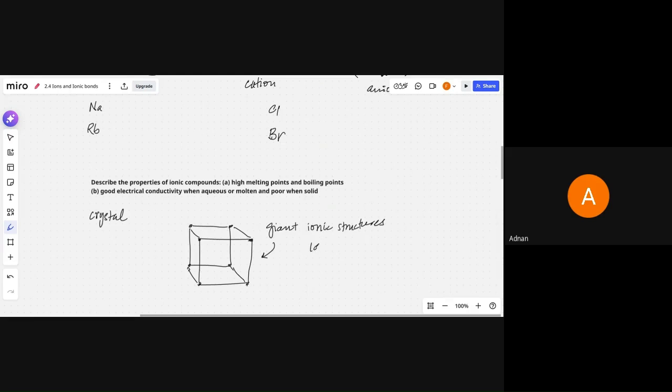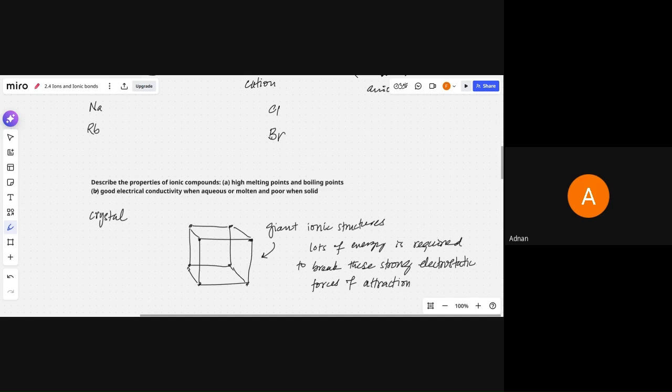Why? Because lots of energy is required to break these strong electrostatic forces of attraction. Electrostatic forces of attraction, right? All right. So this is why ionic compounds have high melting and boiling points.